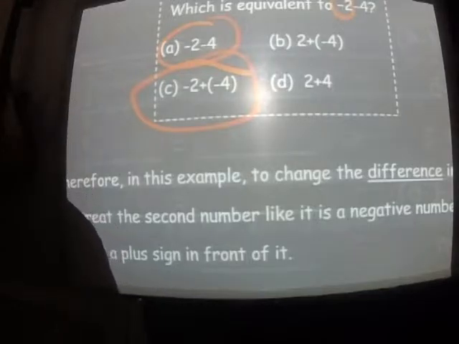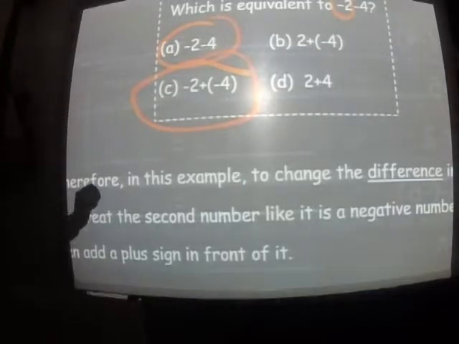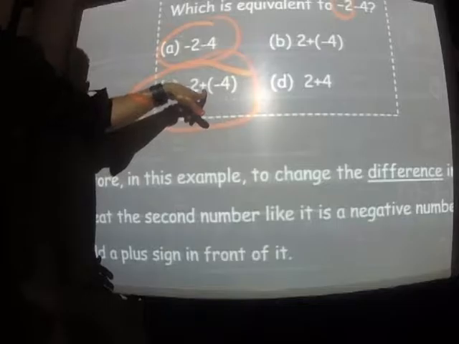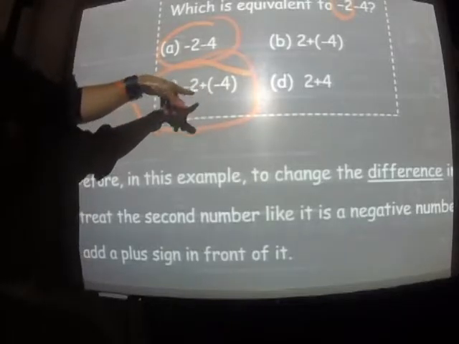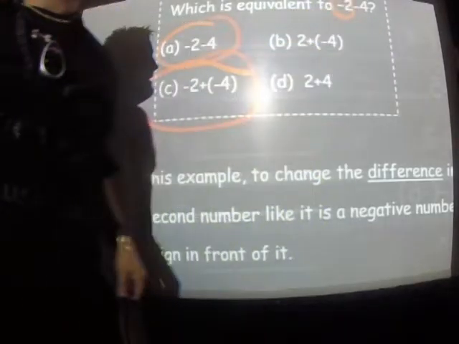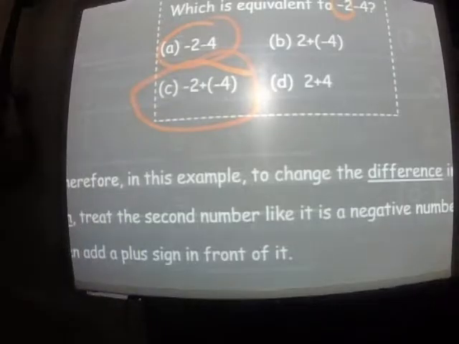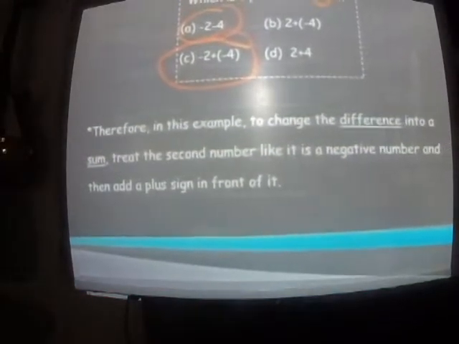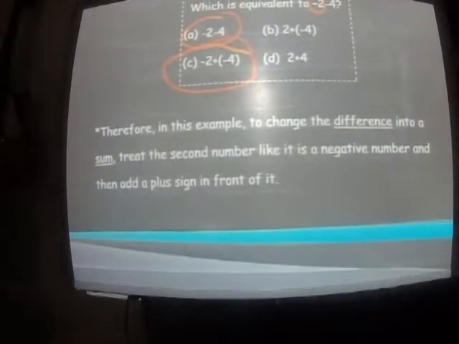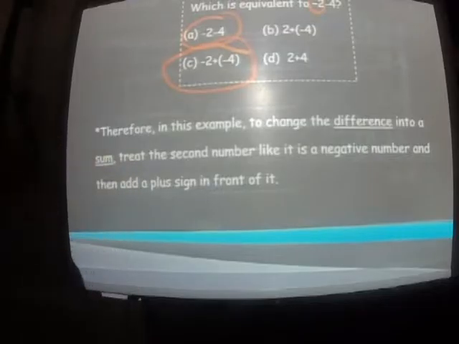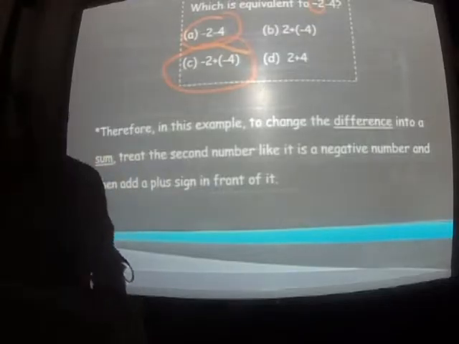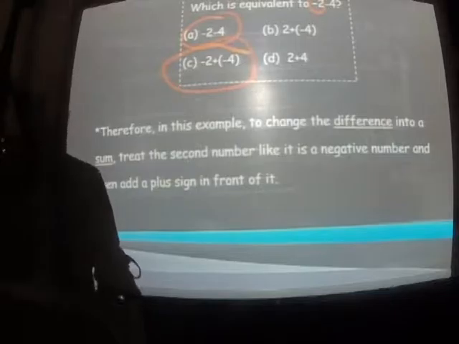-6. If you put that in your calculator, you'd see it's also -6. So you've successfully snuck a plus sign in, and you haven't messed up the value. It's still -6. So we'll just read the bottom. It says, therefore, in this example, to change a difference into a sum, treat the second number like it's negative and add a plus in front of it. So 1 minus turns into a plus negative.